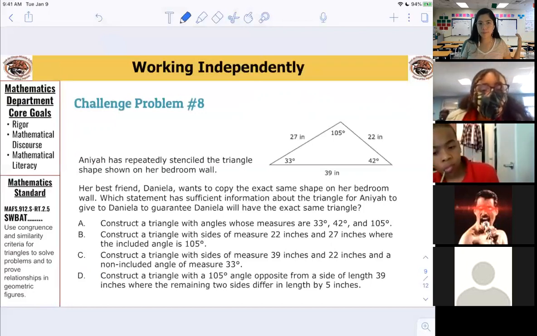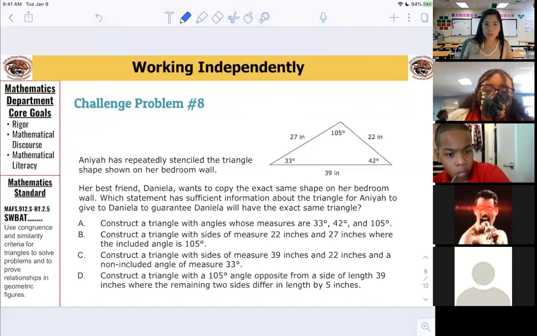Anaya has repeatedly stenciled the triangle shape shown on her bedroom wall. Her best friend Daniela wants to copy the exact same shape on her bedroom wall. Which statement has sufficient information about the triangle for Anaya to give Daniela to guarantee Daniela will have the same triangle? Perfect. Okay. So if we want them to be congruent, we need enough information. Now let's go ahead and read each answer choice, and then we'll say whether it's true or false.